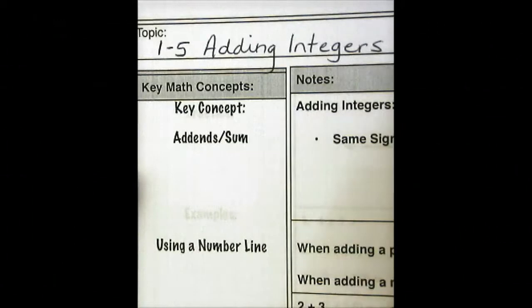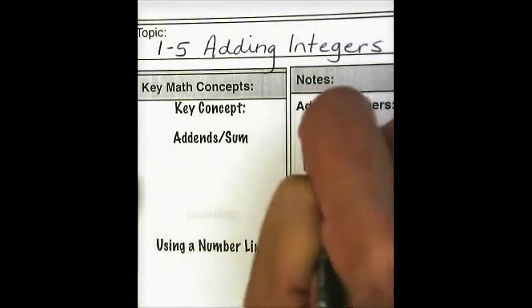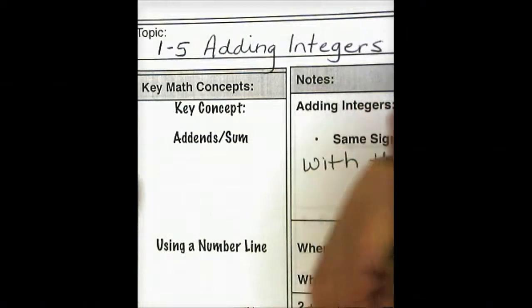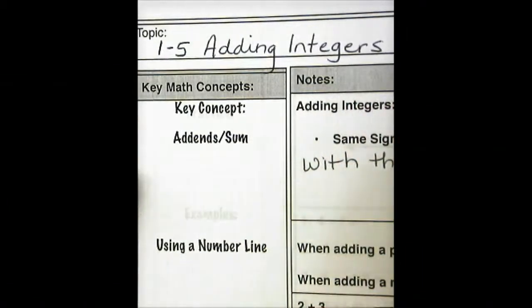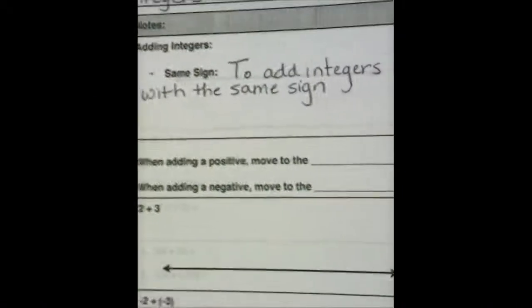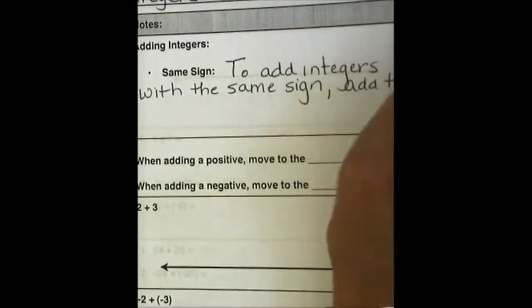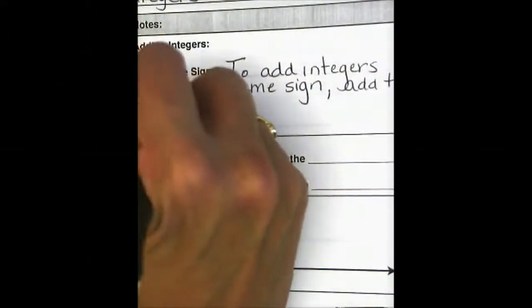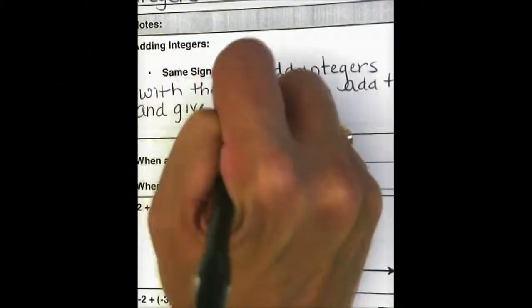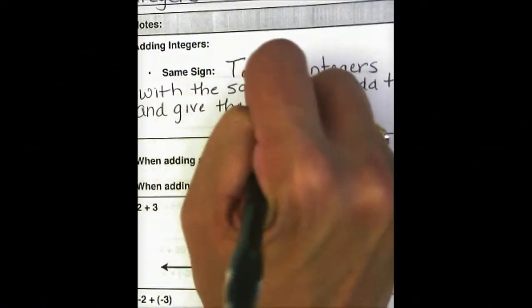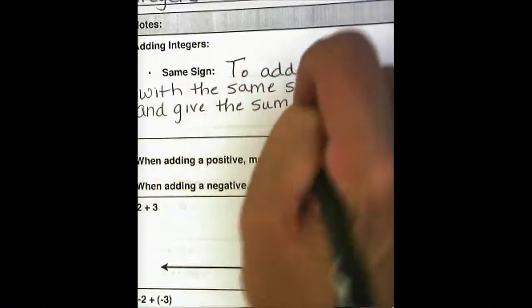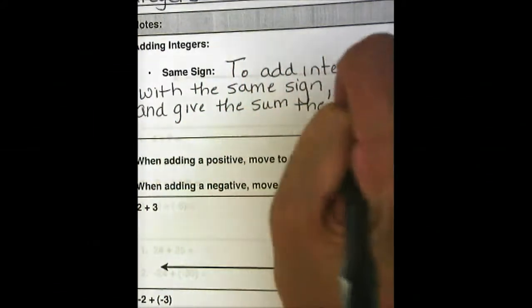To add integers with the same sign, all you're going to do is add them and give the sum, or the result, the answer, the same sign as the integers.